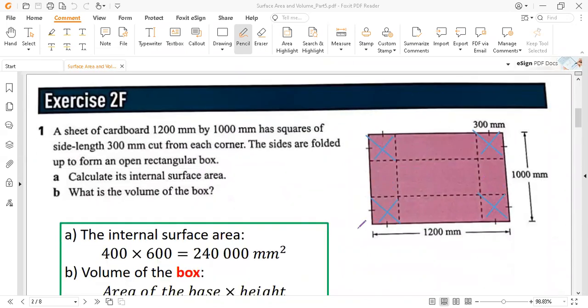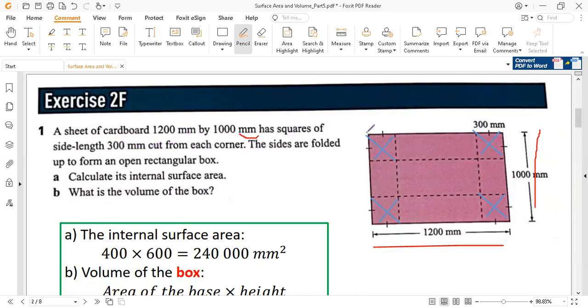Okay, real life problems. For example, first of all, we have in this exercise a sheet of cardboard with 1,200 millimeter as a length, and the breadth 1,000 millimeter. We mean 1 meter, because we're converting from millimeter to meter. We divide by 1,000, or we multiply by 10 to the minus 3. It has squares of side length 300 millimeter cut.